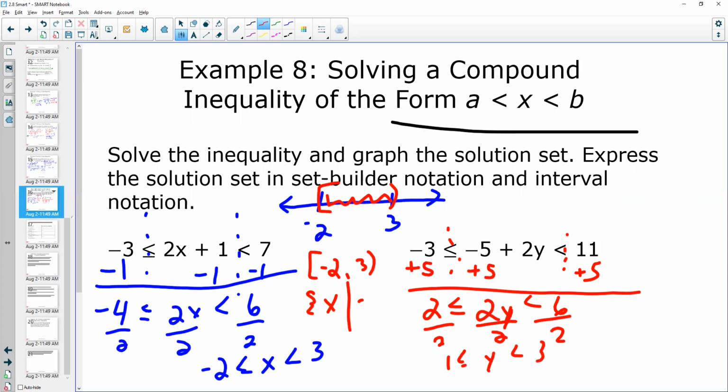I'm going to do the same thing. Make the graph 1 and 3. Bracket there, parenthesis on the 3, color between. So the interval looks like this, 1, 3.